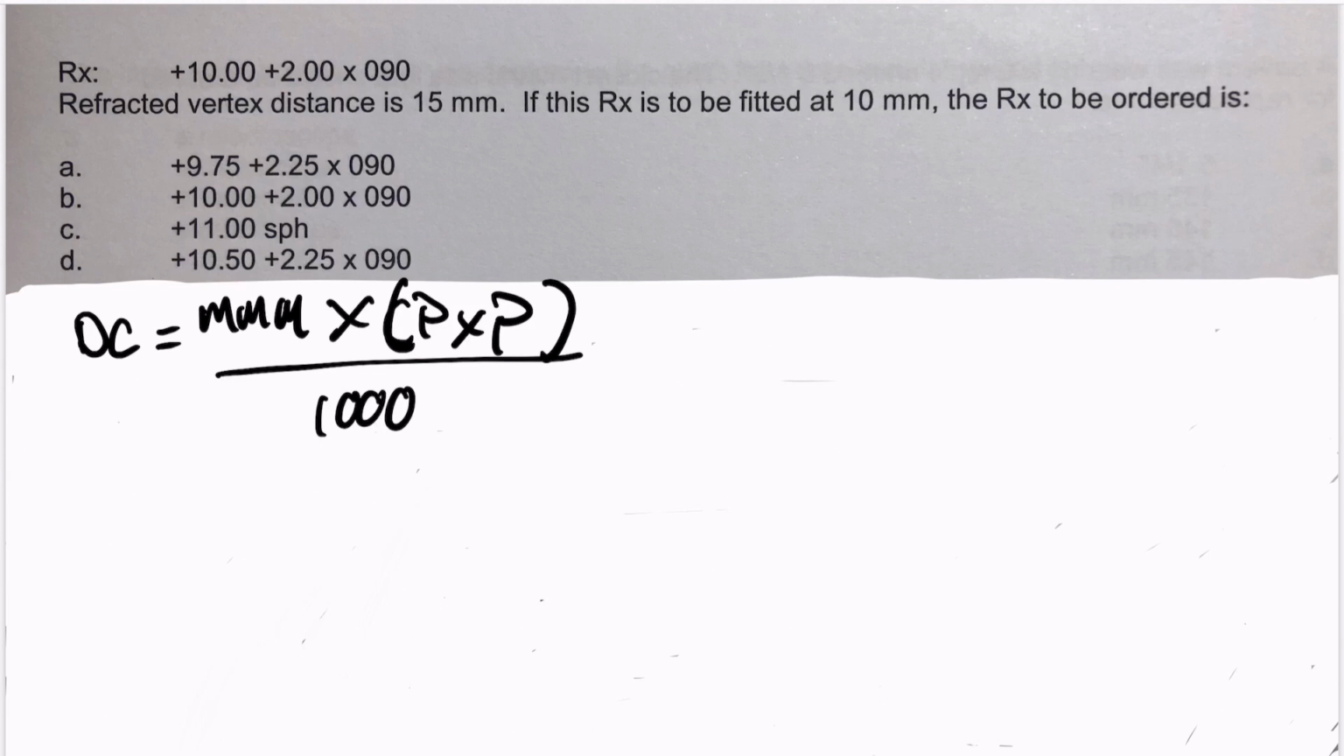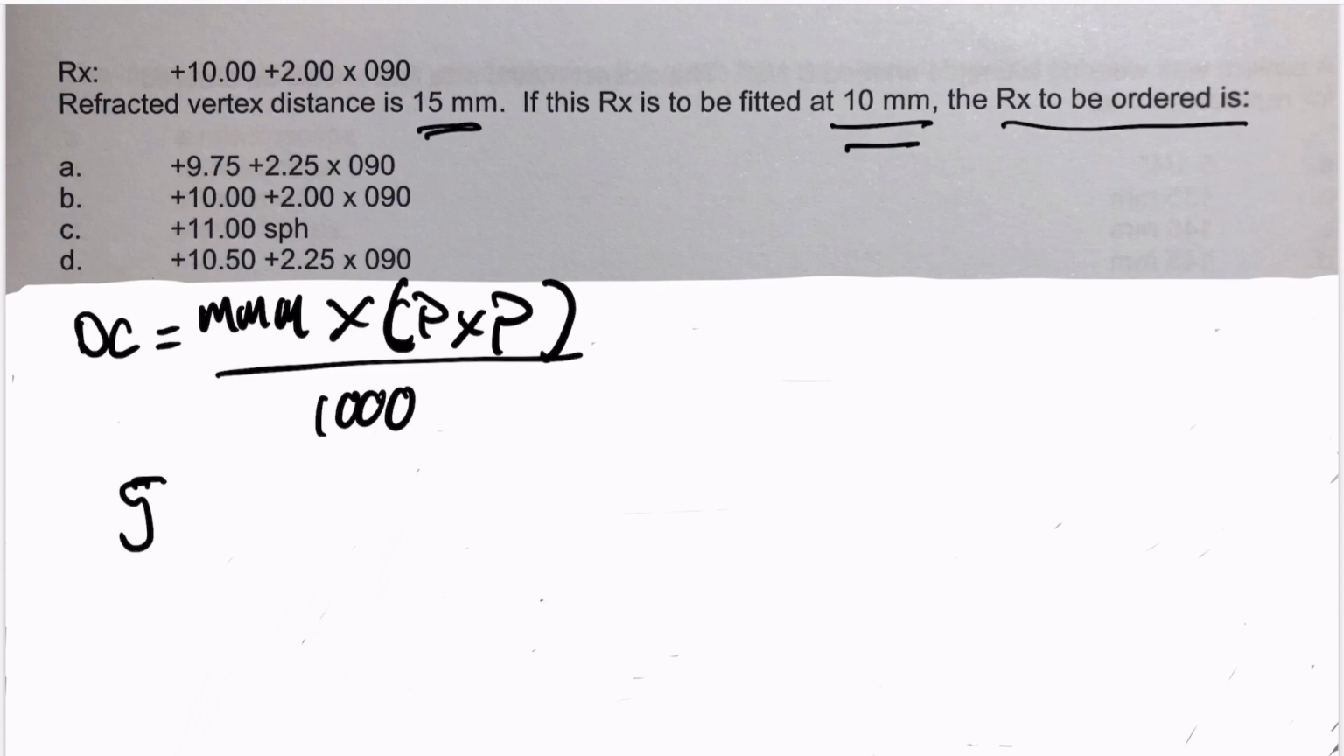Okay, let's do a vertex distance change as it would come up on the ABO exam. In the example attached, it says an RX is +10, +2 at axis 90. The refracted vertex distance is 15 millimeters, but it is fit at 10 millimeters. The RX to be ordered is, so that is the compensated, not the effective power, but the RX to be ordered. So let's do the math real quick. Dioptric change equals millimeters moved, which we know is 5. We went from a 15 to a 10.